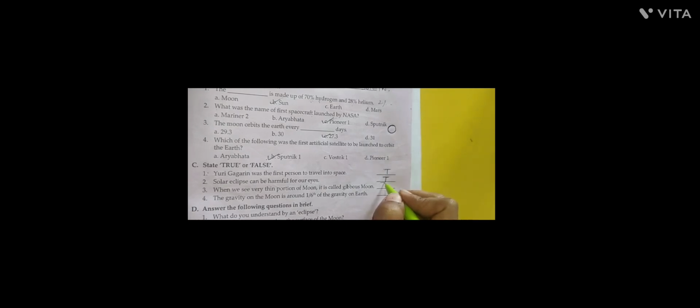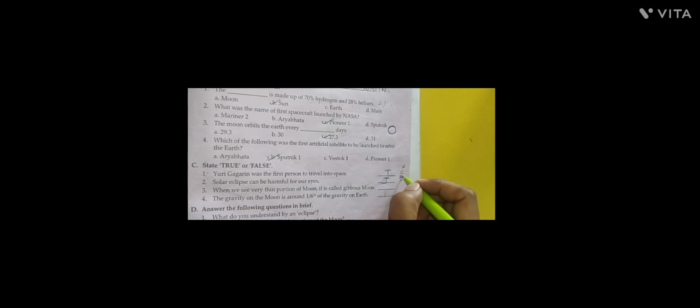Next question: solar eclipse can be harmful for our eyes. Yes, this is true. We should not look at the solar eclipse with the naked eye. Next, when we see a very thin portion of the moon, this is called gibbous moon. Thin portion of the moon, that is gibbous. Thin portion जो छोटा सा portion आपको मैंने बताया था, the conditions are new moon, crescent moon, gibbous moon, then full moon. New moon, crescent moon, half moon, gibbous moon and then full moon.